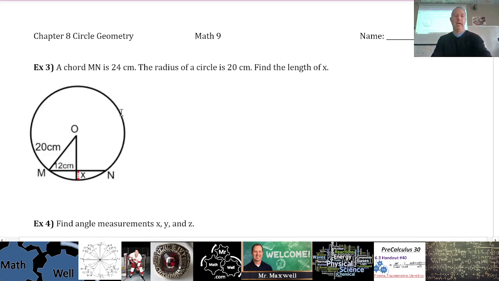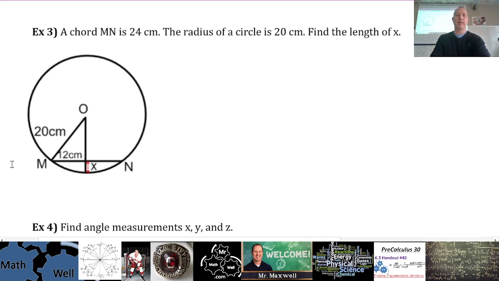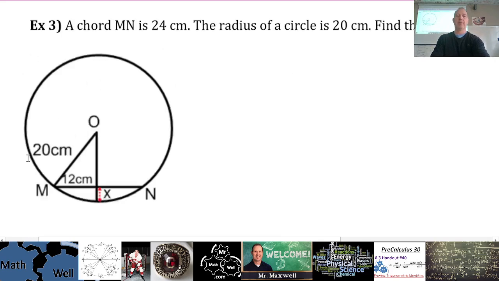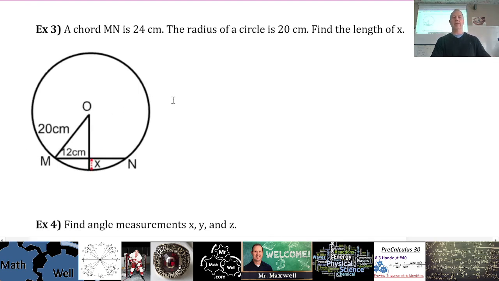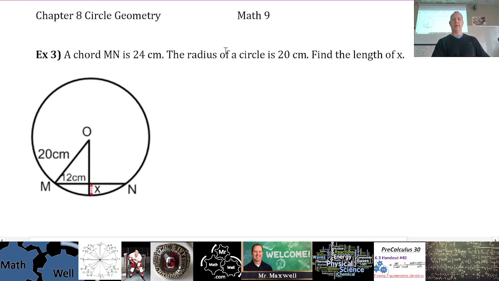So this is great. Example 3, and actually I'm going to let you guys tackle example 3 on your own. Take a moment and look at example 3. It says a chord MN is 24 centimeters. So this length MN is 24 centimeters, which means that M to this point right here is 12. You see that? They've got that filled out. The radius of the circle is 20. Find the length of x.